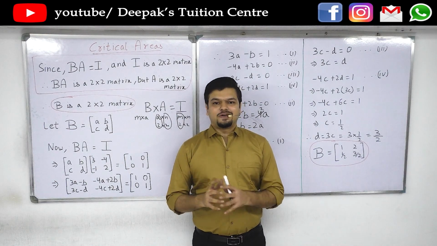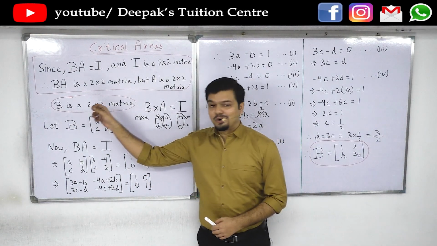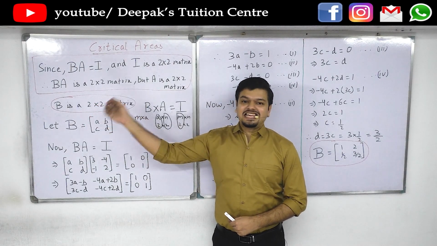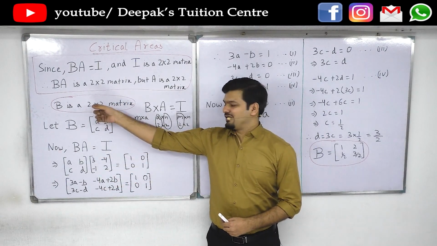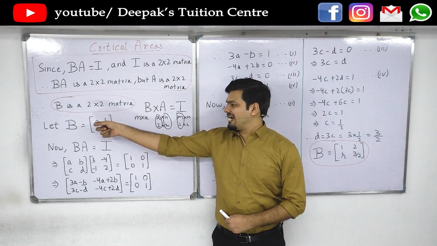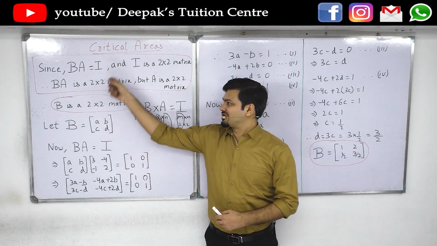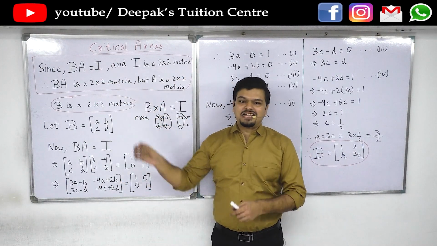The critical areas where you will lose quite a few marks is you have to show the order of B, how you have calculated the order of B, even if the question is not demanding it. Because if you have not shown it, the teacher will put a question mark. How did you know B will be [A, B; C, D]? It could have been anything. So you have to write these statements and show that the order of B is 2 cross 2.